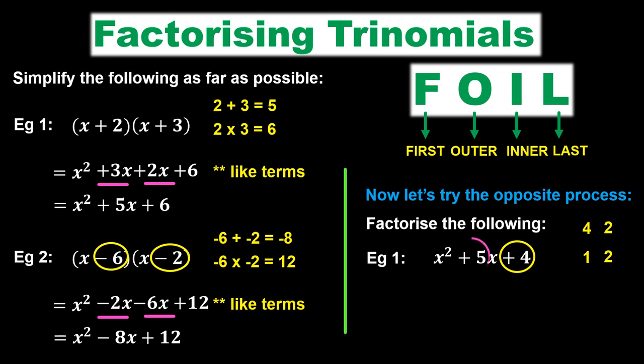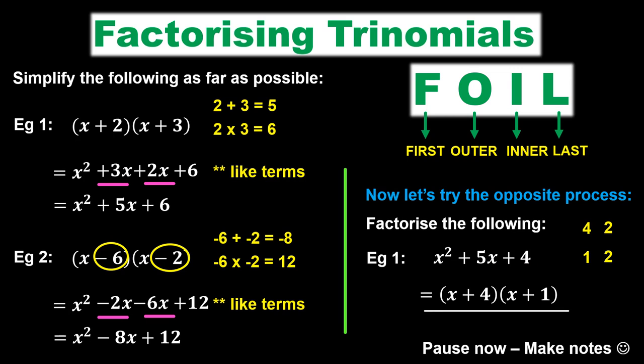So we're looking for all numbers that multiply together to give me 4. And I've got 4 and 1 and 2 and 2. So if I look at 4 and 1 and 2 and 2, which combination will give me 5? Well, 4 plus 1 gives me 5. So the two numbers in the brackets will be 4 and 1. So my brackets will be x plus 4 and x plus 1. So that's how we find the brackets. And we're going to try quite a few more examples in this video. But why don't you pause now so that you can take down these examples.